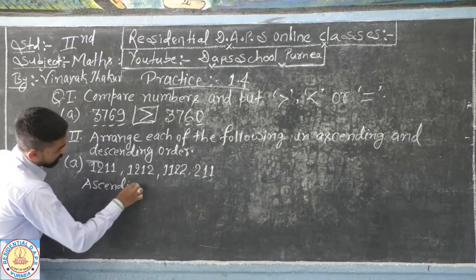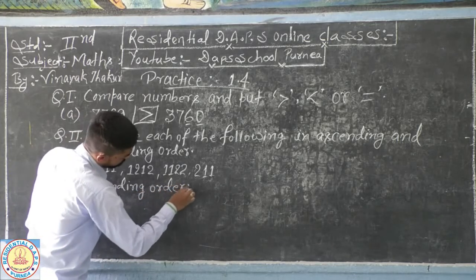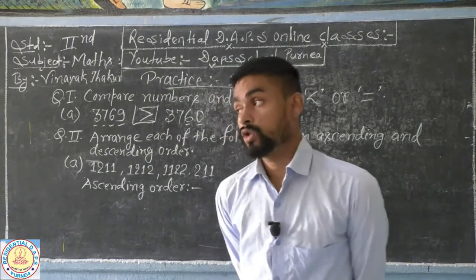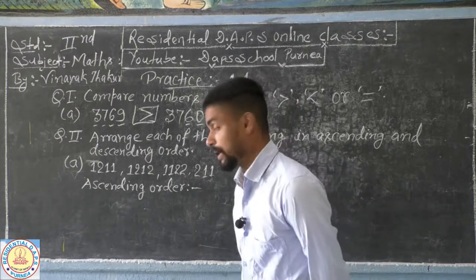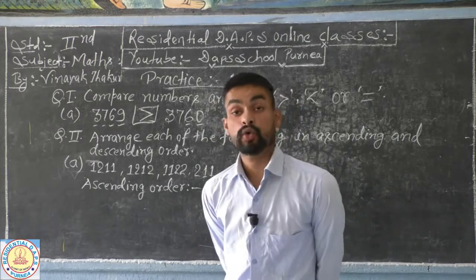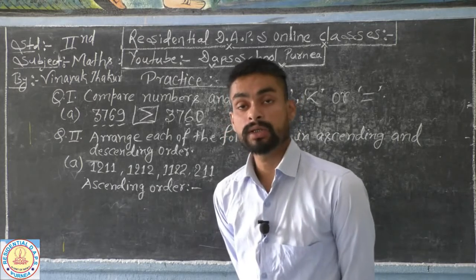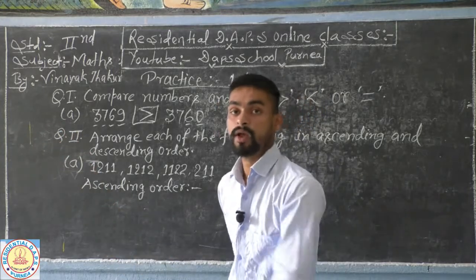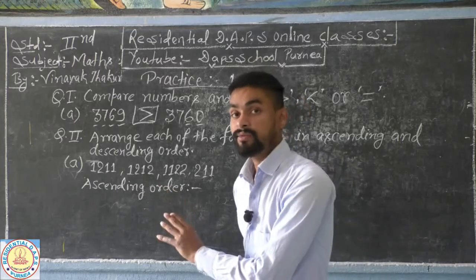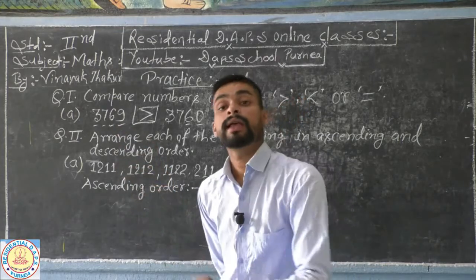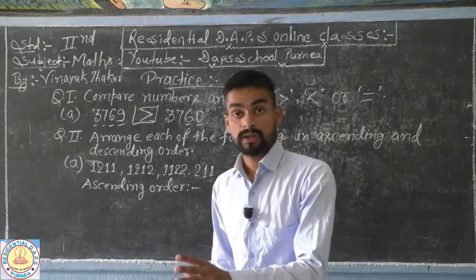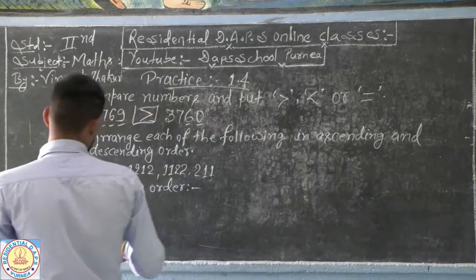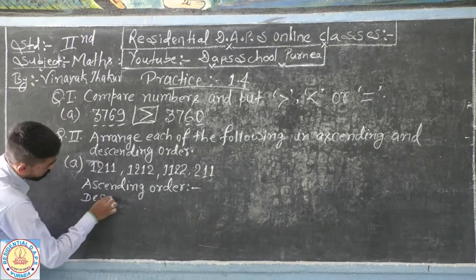But before that, I will talk about the two important methods. Guys, you also know that ascending order is also said to be increasing order, and it means smallest to largest. So you need to arrange your numerals from smallest to largest, and in descending order you need to put all the numerals in largest to smallest form. So these are the two ways to solve your questions.